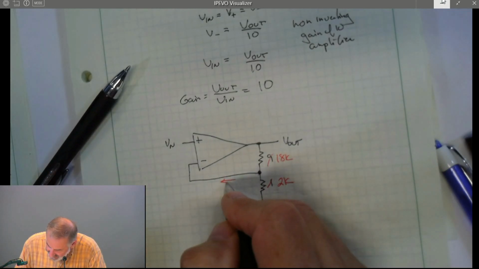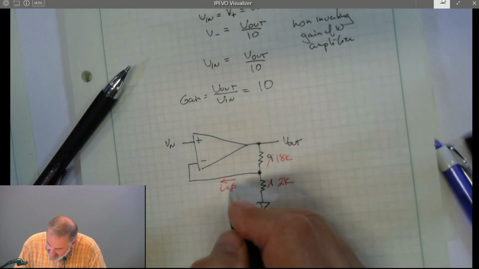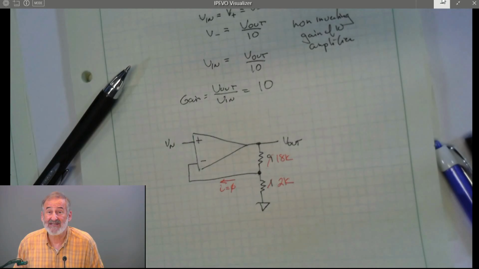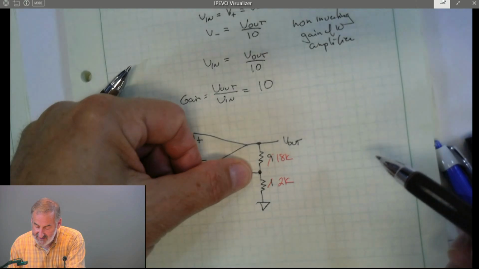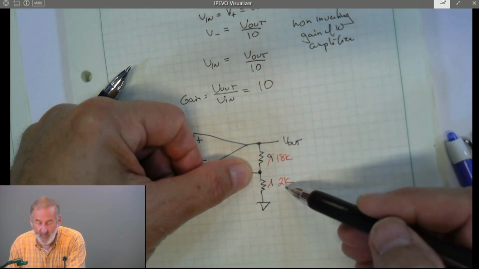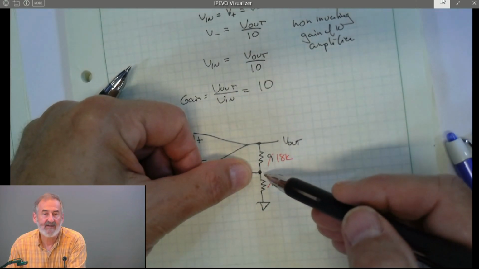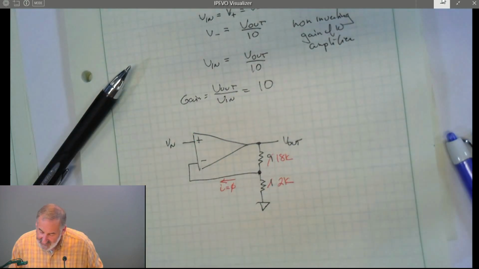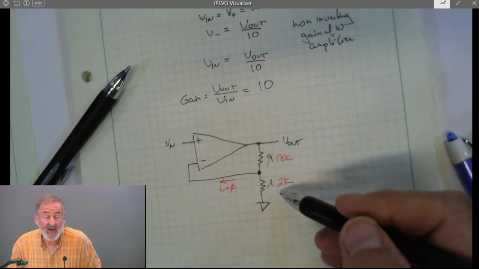Well, since no current flows into the minus input of the amplifier, it really doesn't make a difference. We can think about this as an open circuit. Any 9-to-1 ratio will give us 1/10 of the output voltage here. But the reality is, if we make it too small, it's not going to work.